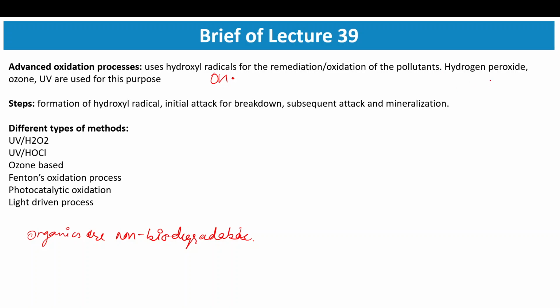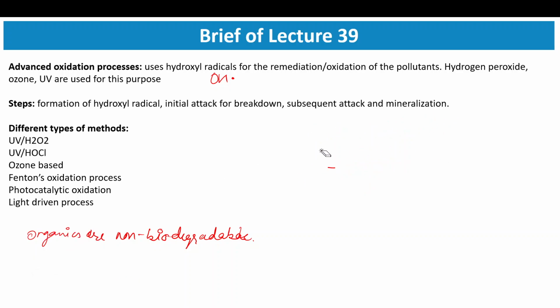This hydroxyl radical can be generated using H2O2. It can be formed from ozone or through UV. Any of these can be used to form hydroxyl radical. Let's say H2O2 is there. This H2O2 will form two hydroxyl radicals. There is an O-O bond to which hydrogen is attached, so there will be a cleavage of this bond, which will result in two hydroxyl radicals. Okay.